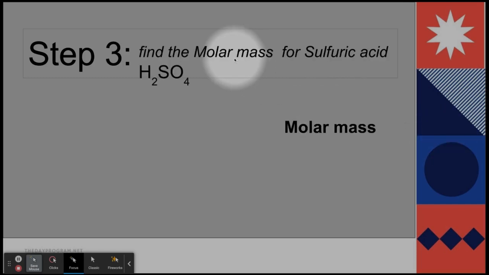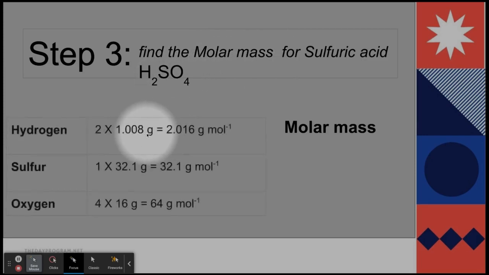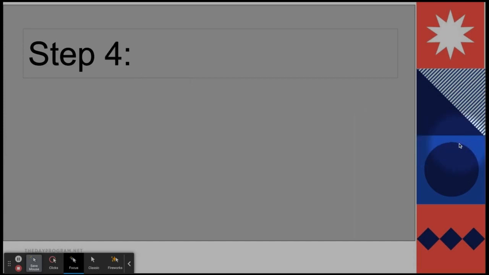And we have step 3. Now we find the molar mass of the whole entire compound. This is the information we already had. We add all this together and we get the molar mass of the whole entire compound.